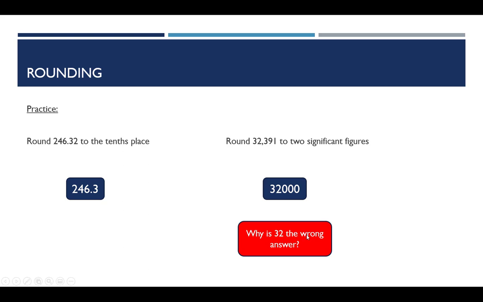Why would 32 be the wrong answer? It does have 2 significant figures, and they are the first 2 significant digits. It is wrong because the place values have changed. This 3 is in the 10,000s place. Now it's in the tens place. This 2 is in the thousands place. Now it's in the ones place. You cannot do that. The digits need to remain within their same decimal place.